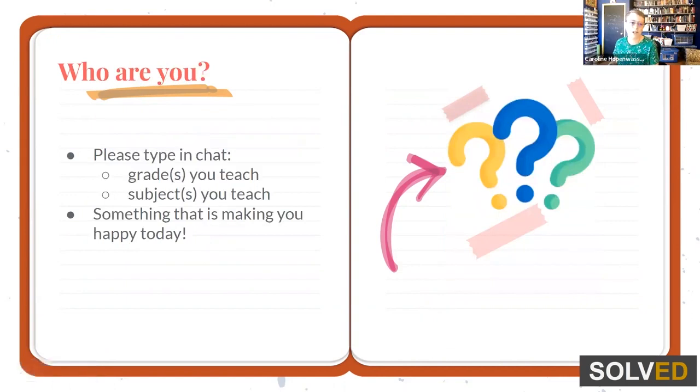So now I'd love for you in the chat to tell us a little bit about who you are. So the grades you teach, the subjects you teach, and something that's making you happy today, setting the stage for social emotional learning. Let's think of things that are making us feel good and happy to be in the world today. And I'd love to see the grade levels we have represented, because we'll be thinking about how we can amend or adapt certain practices we're going to talk about today for different grade levels.